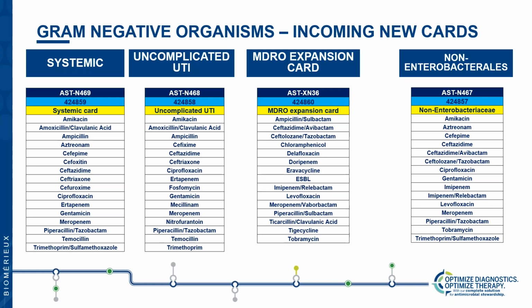And then we have a new MDRO expansion card. This is compatible with both the systemic and uncomplicated UTI cards, as well as some other cards that are on the market. So we will keep you informed of the last availability of the older cards, but please do reach out to your account manager if you've any concerns around this once the communications come out.